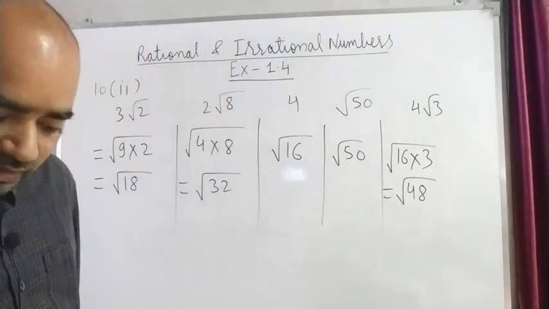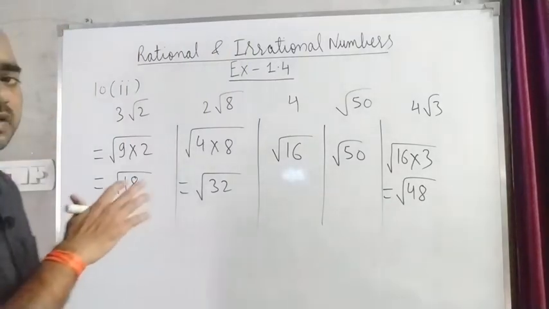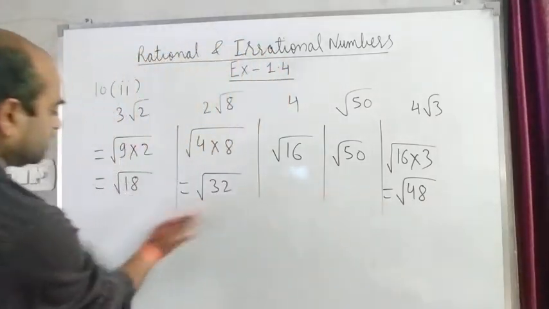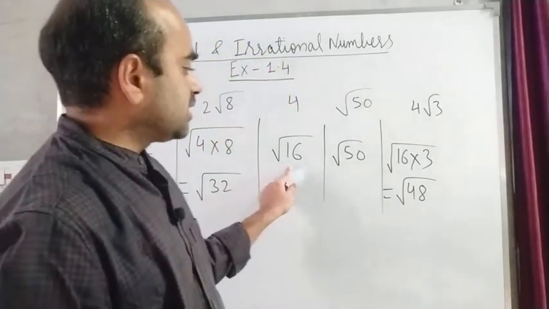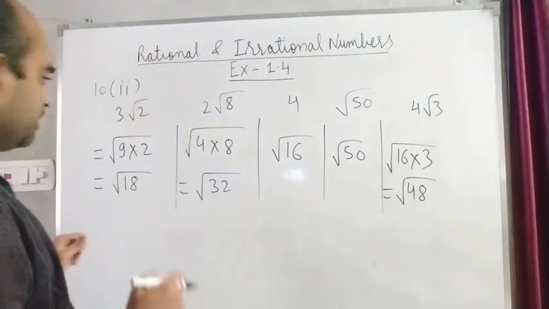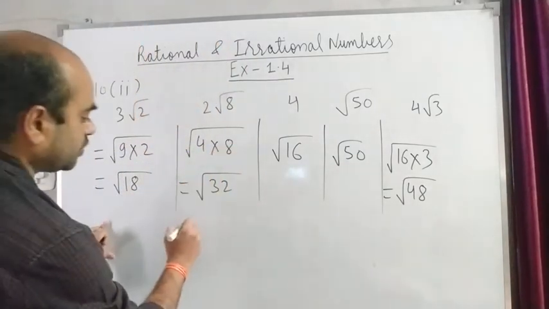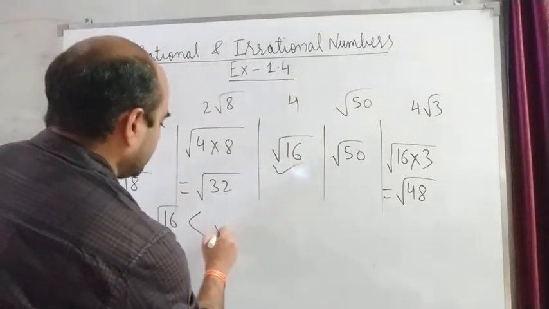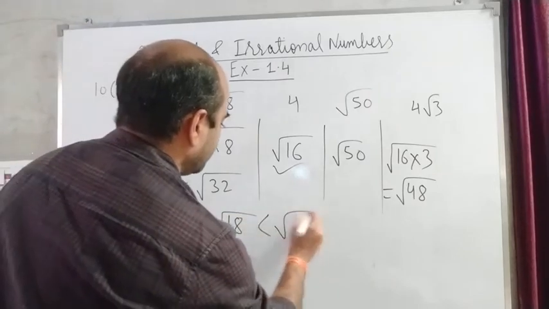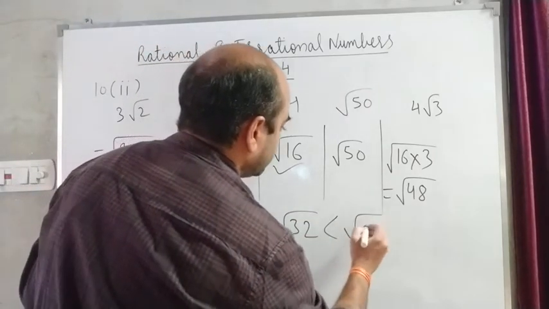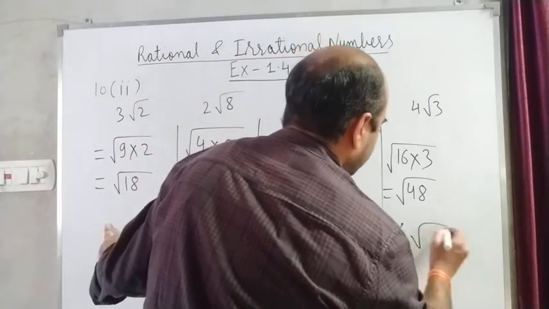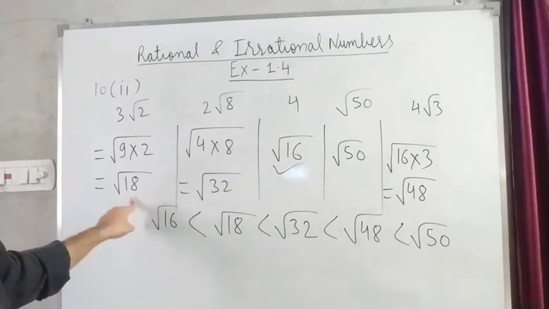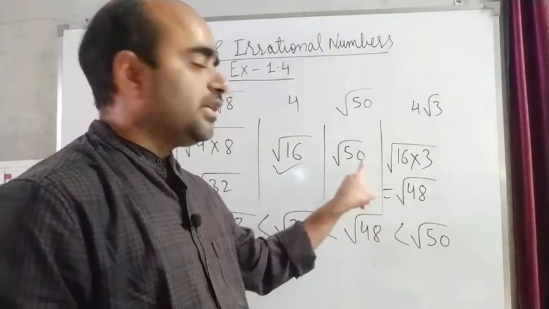Now we have to write the numbers in ascending order. Ascending order means smallest to greatest. So what is the first number? 18, 32, 16, 50, 48. It means the first one is 16. So root 16 is less than root 18, then root 32, then root 48, then root 50. Clear? See, root 16, root 18, root 32, root 48, root 50.